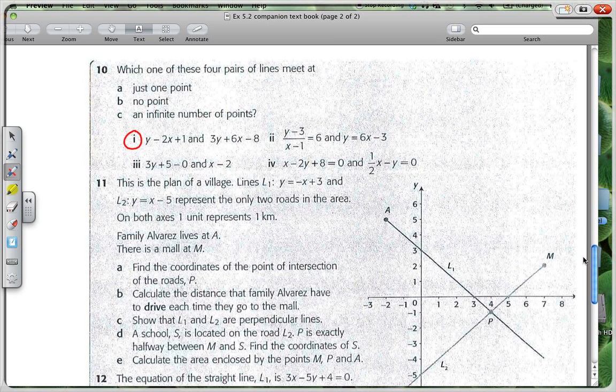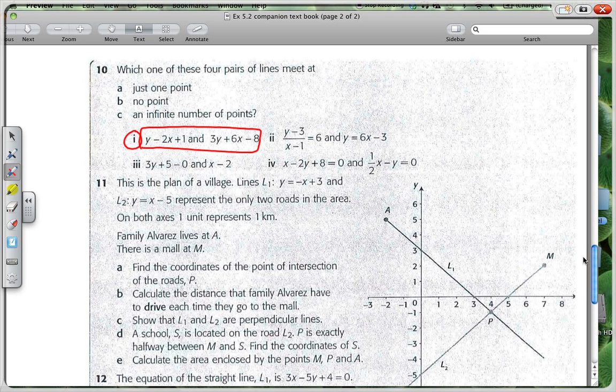For the first one here, this is not really a line, because I wouldn't really know what to do with this one over here, because there's no equal sign. That's not an actual equation there. So I'm going to leave that one out.